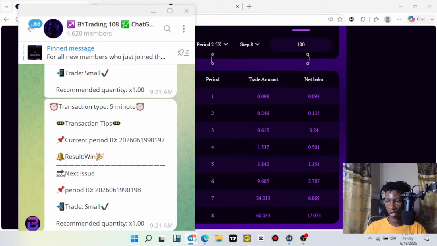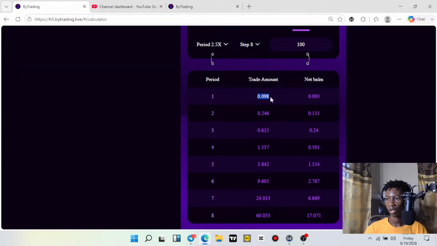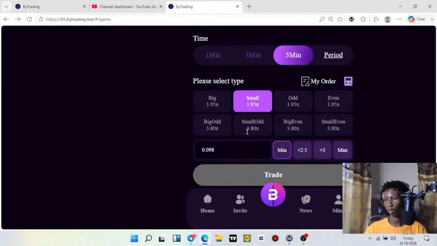So let's check if we won on that trade, or maybe if we ran a loss on that trade. And also take note of this period ID. Okay, we actually ran a loss on that trade. So this time around, they still told us to go with small. So I still have to copy this amount, come back to the platform, select small, and click on this trade.